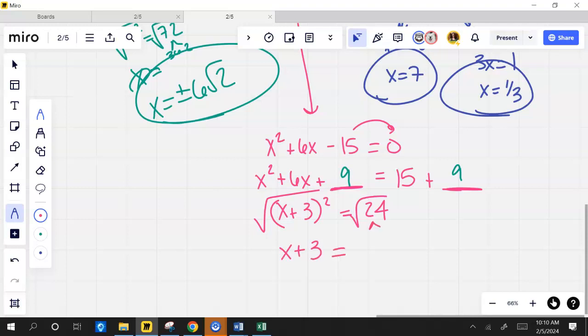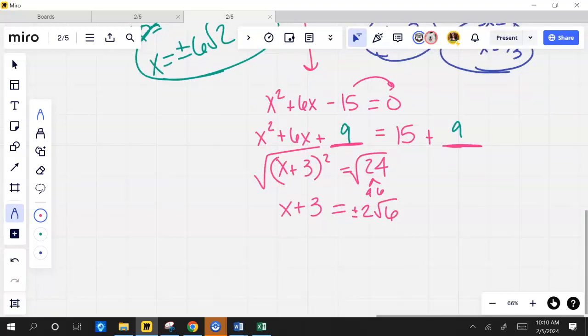Got to split it up. That's exactly right. What's the perfect square you can take out? 4. 4 and 6. So that gives me 2 root 6. I need to make sure I remember the plus or minus in front because that gives me the 2 answers. But I still got that 3 on the left side. What do I do with it? Subtract it. That's exactly right. So my solutions are going to be -3 plus or minus 2 root 6, which gives me my 2 solutions there.